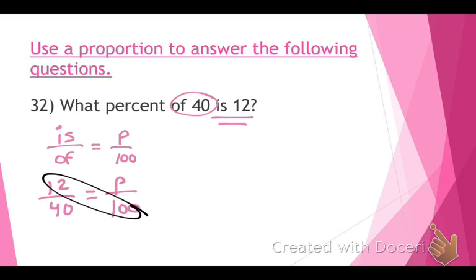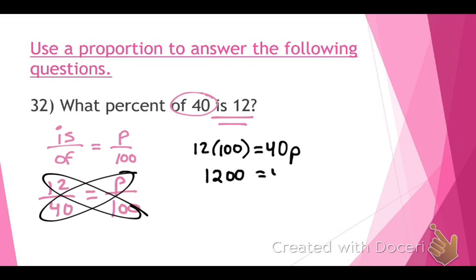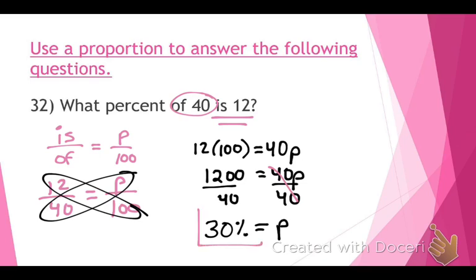Okay, you used cross products. Okay, then what? And it equals 1,200. Okay, now how do I get that p by itself? Dividing it by 40. Divide both sides by 40. Okay, now when I go back and it says what percent of 40 is 12, I know my answer is 30%. Remember, you must make sure you also have the units correct on your final, okay?